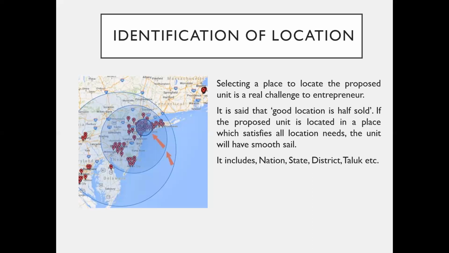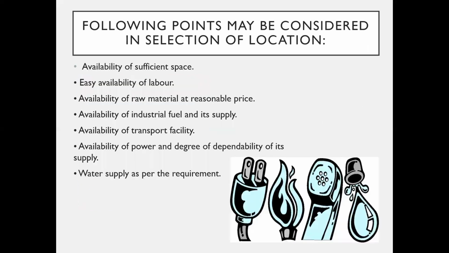So it is most important, when you are locating your business, to select a place which is viable and feasible for you, which gives you good economic returns, and which can help you reduce your cost of production. It is said that a good location is half sold. If the proposed unit is located in a place which satisfies all location needs, the unit will have smooth sales. It includes any nation, state, district, taluk, etc. Let's see what are the things we have to consider in selection of a location.